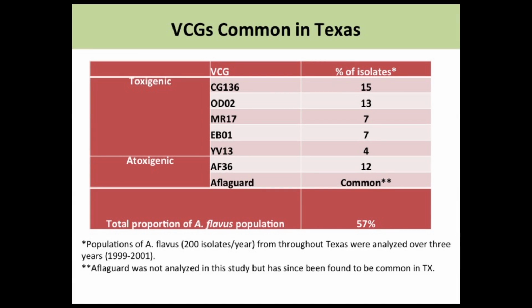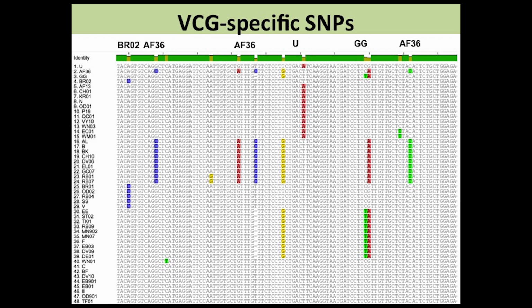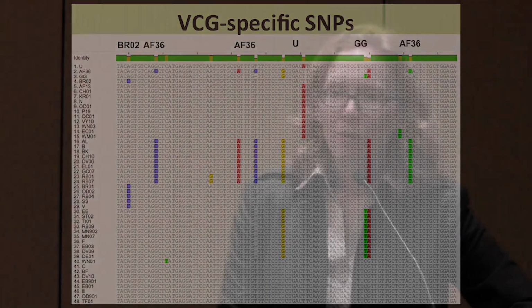However, we have a lot of isolates that have been isolated from corn and other crops in Texas and Arizona over many years. So we have a good idea of what genotypes are out there in the environment. And we were able to sequence the most common toxigenic and atoxigenic VCGs from Texas, along with the atoxigenic VCGs that we're currently evaluating, so that we could look for SNPs to design these pyrosequencing assays for quantification and tracking of different isolates.